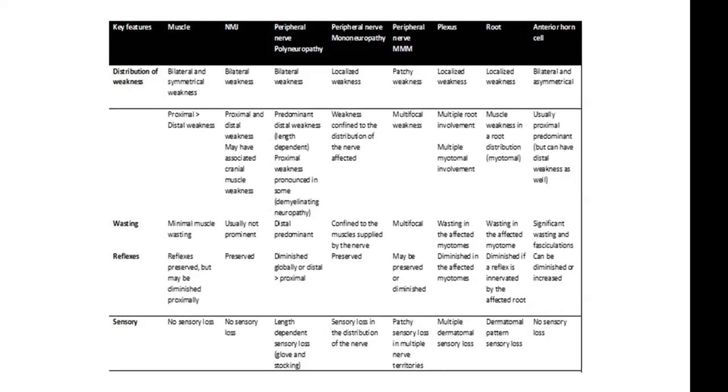Mononeuropathy will always follow a neural pattern. It can't jump outside along that nerve. It must go along that nerve only. Mononeuritis multiplex is a patchy collection of multiple mononeuropathies.